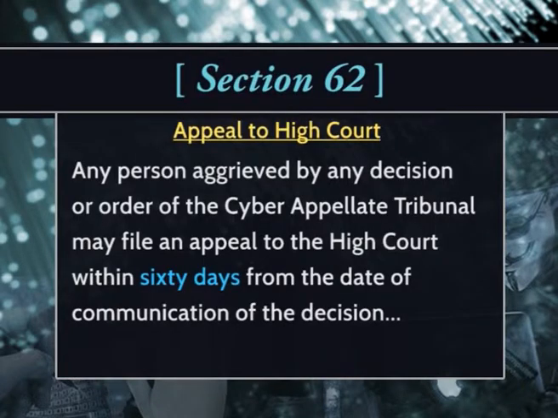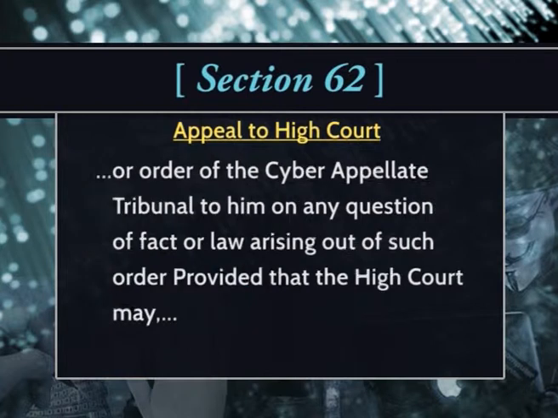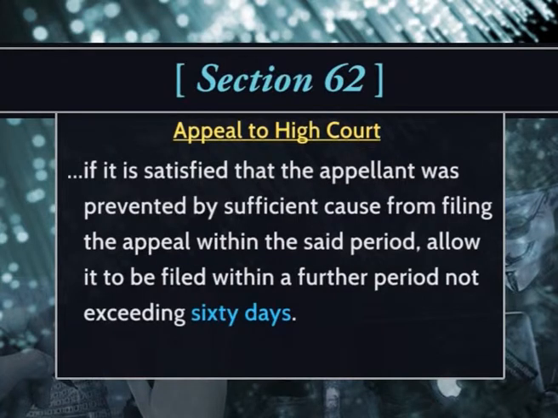Then appeal to High Court was explained in section 62. Any person aggrieved by any decision or order of the Cyber Appellate Tribunal may file an appeal to the High Court within 60 days from the date of communication of the decision or order of the Cyber Appellate Tribunal to him, on any question of fact or law arising out of such order. Provided that the High Court may, if it is satisfied that the appellant was prevented by sufficient cause from filing the appeal within the said period, allow it to be filed within a further period not exceeding 60 days.